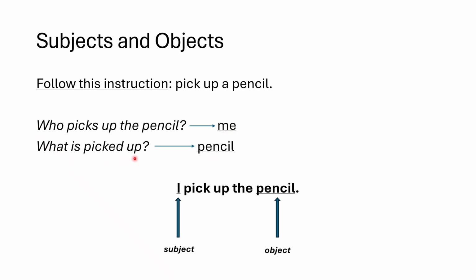What is picked up? Pencil. I pick up the pencil. I is the subject. Pencil is the object. When we talk about ourselves as the subject, we use the pronoun I.